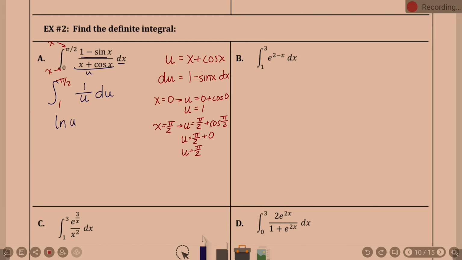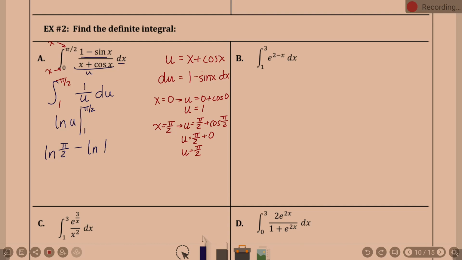Natural log of u, evaluated from 1 to pi over 2. And then you guys remember how to sub in, yes? Natural log of pi over 2 minus natural log of 1. Now, you would assume this would be a non-calculator problem.